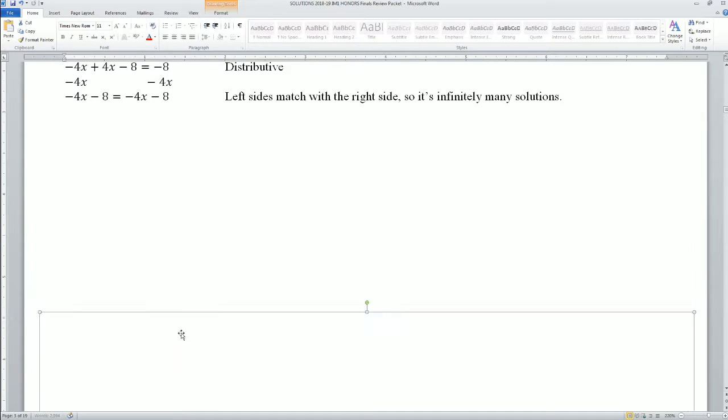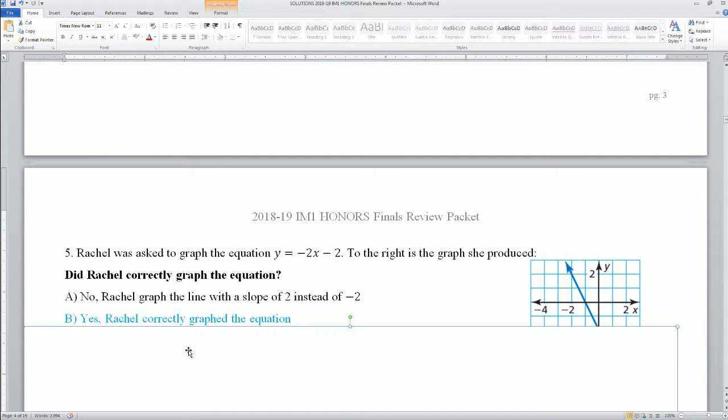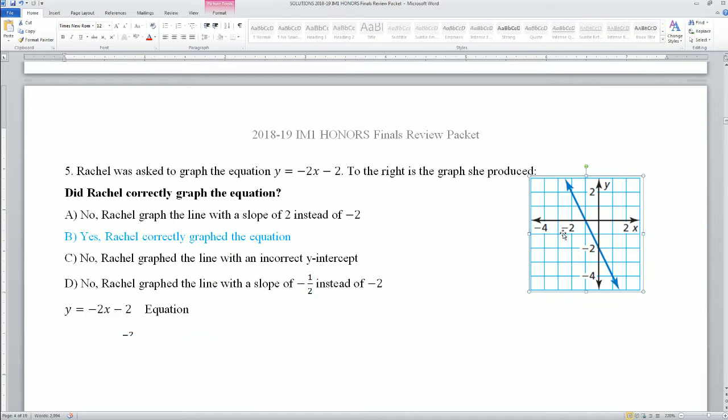Alright, let's do number 5 now. Rachel was asked to graph the equation y equals negative 2x minus 2 to the right. Is the graph produced correctly? I would say yes. So let's see here. Here's the equation. I saw that the slope here was negative 2 over 1. How did I get that? I looked at this. That is really negative 2 over 1. That means I went down 2 and across 1. The y-intercept here is negative 2.